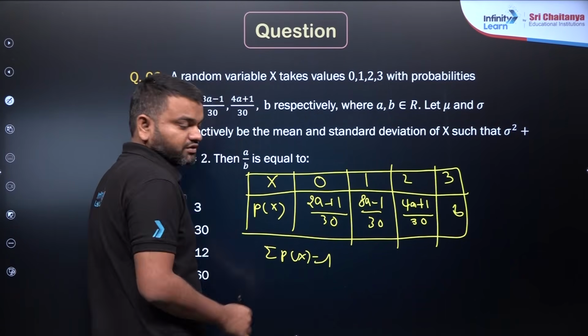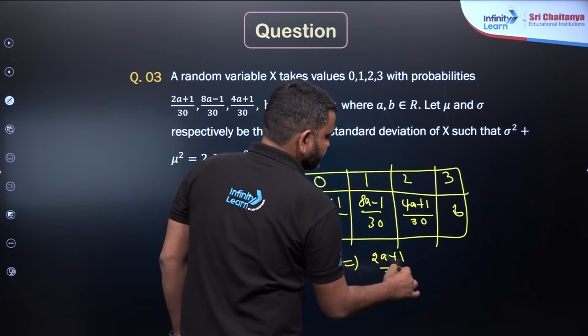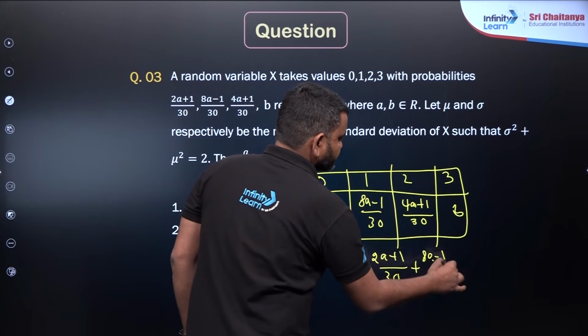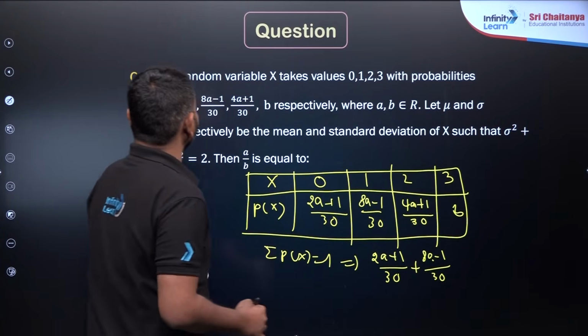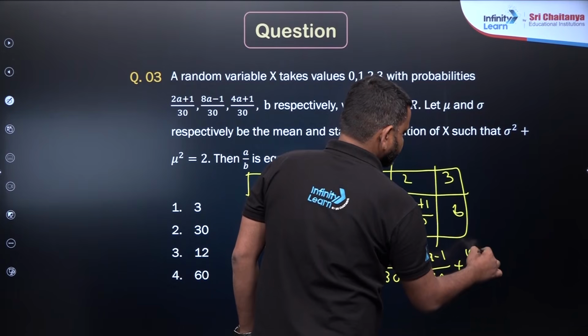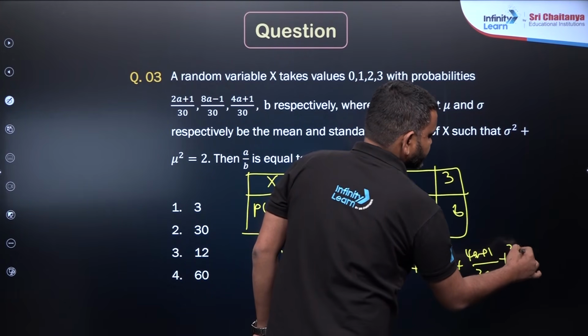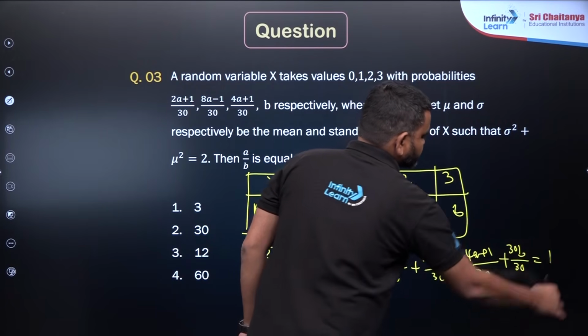So using this condition, you can write 2a plus 1 by 30 plus 8a minus 1 by 30. All of them have 30 in the denominator, right? Yes. And here you can write 4a plus 1 by 30 plus b. So why don't we write it as 30b by 30, that is equal to 1.